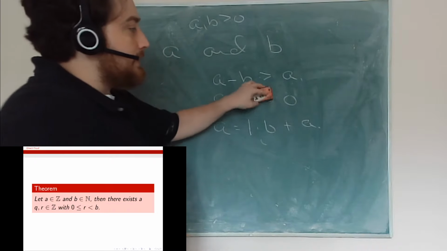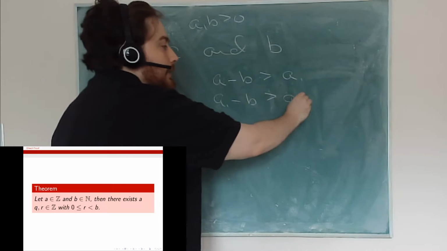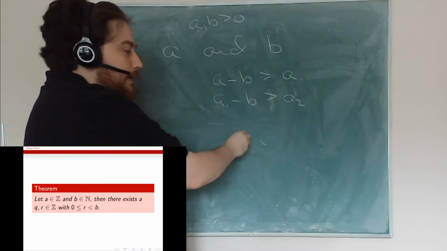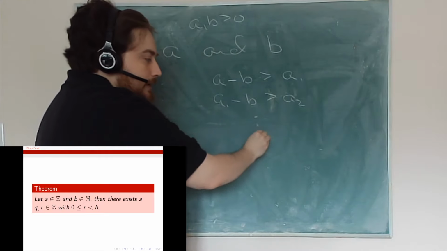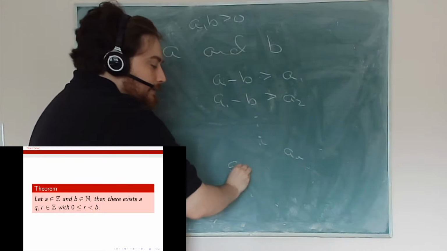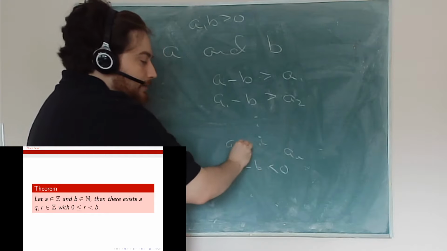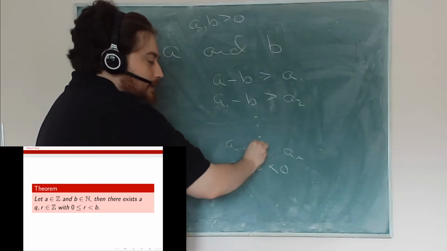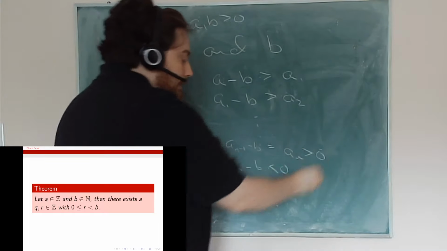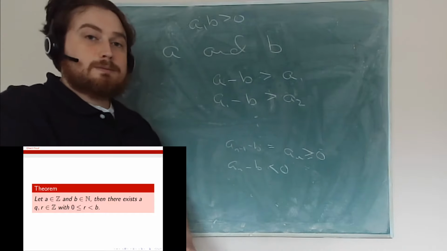However, if this is still greater than 0, then we can call this a2, and then we can subtract b. We can subtract b however many times we need to, and eventually we're going to get some a sub n such that a sub n minus b is less than 0, whereas a sub n minus 1 minus b is going to be equal to this, which is greater than or equal to 0.